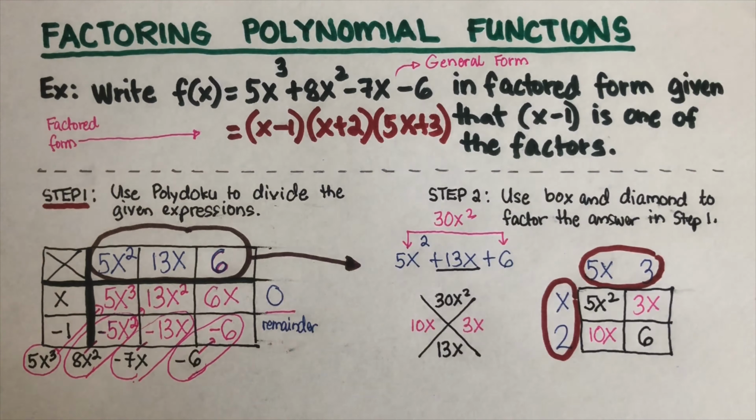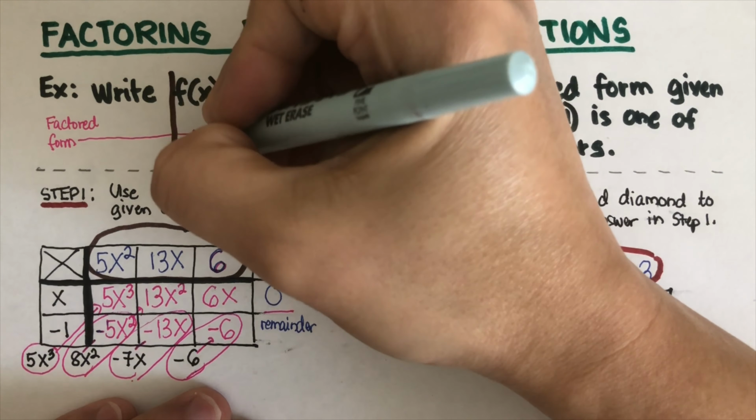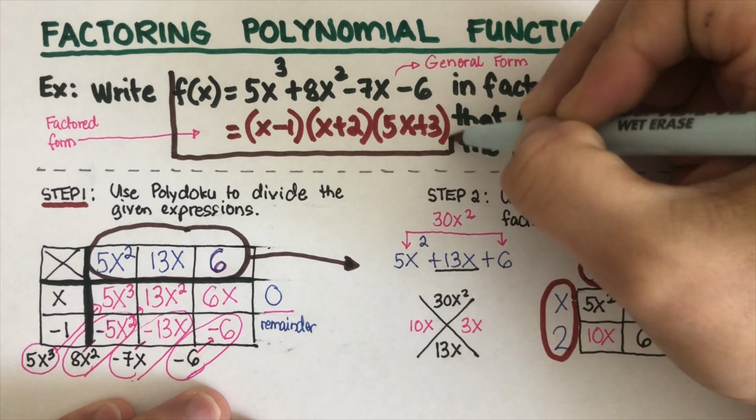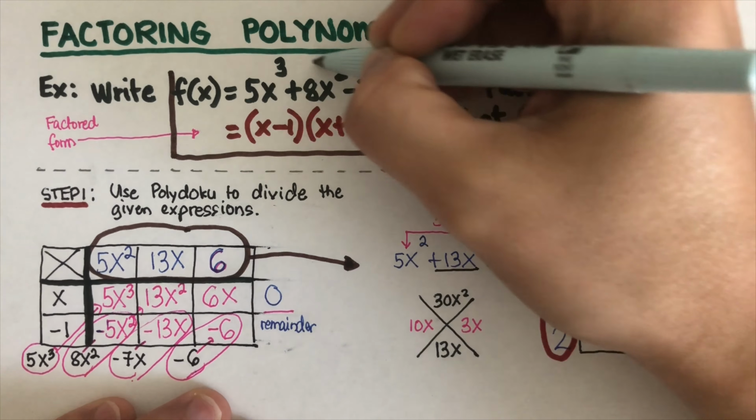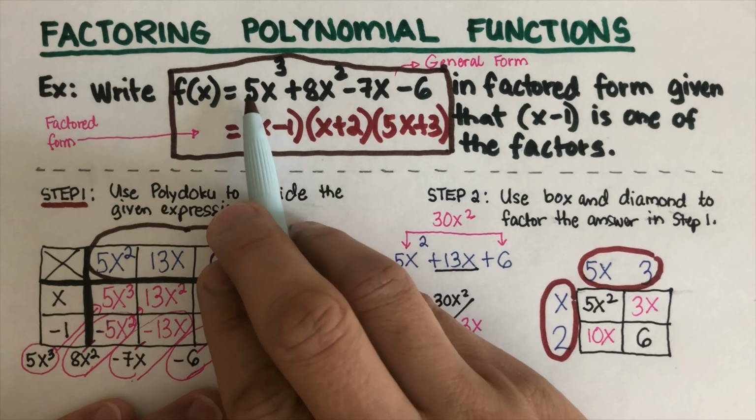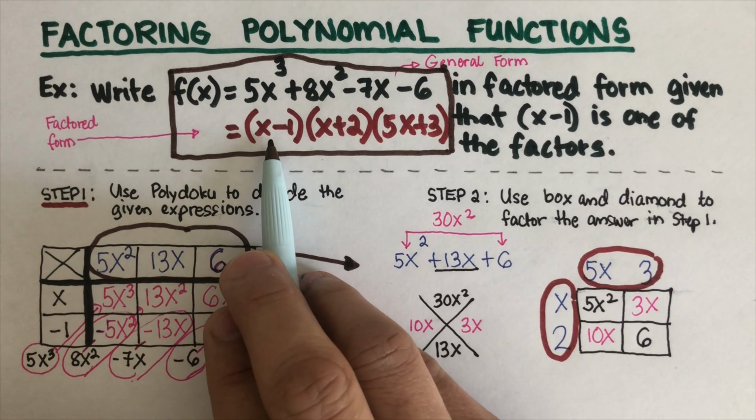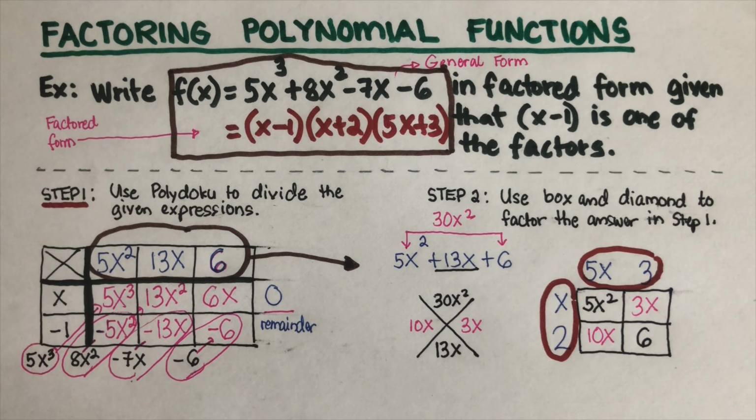So this means that these two equations that we have up here are equivalent equations, but they come in different types. The first one is the general form. The second one is the factored form.